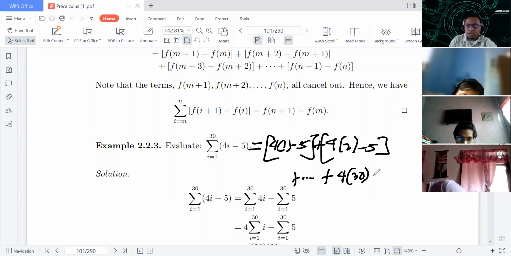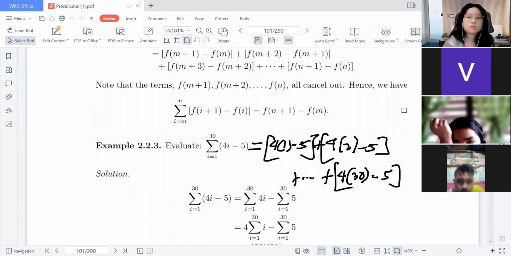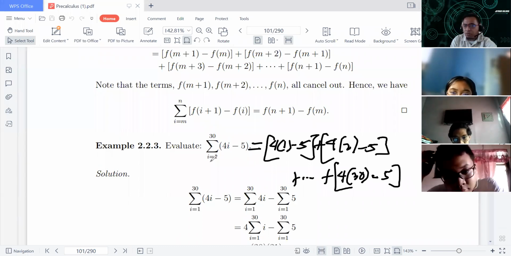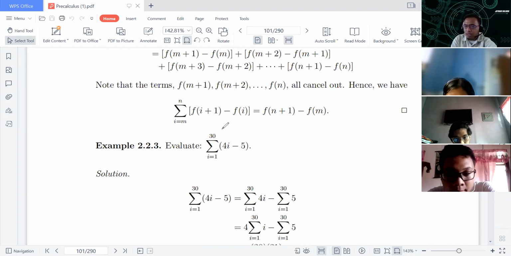So again, if you do it this way, it will take a long time to finish, because there are many terms, 30 terms. But you know what? It is easier if you apply the theorem that I mentioned above.